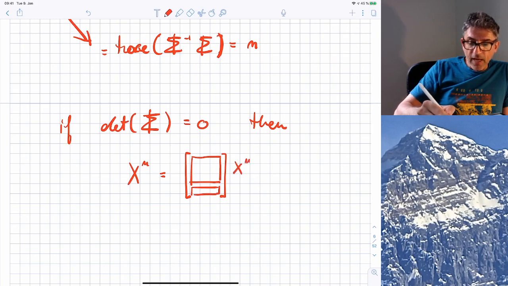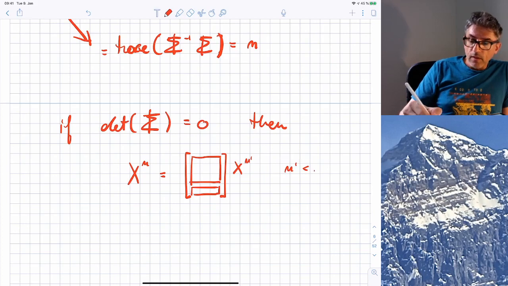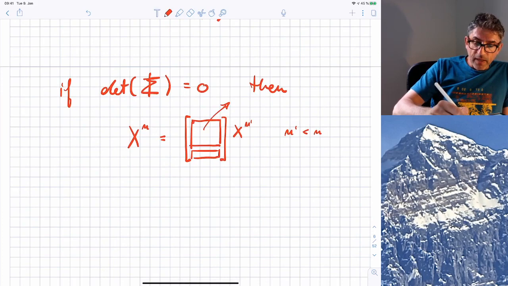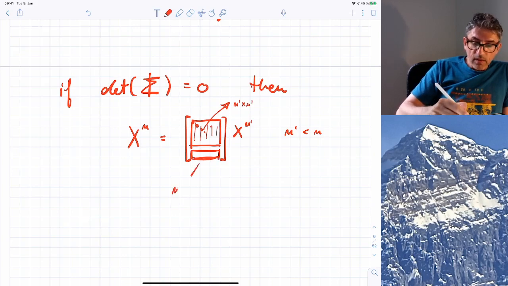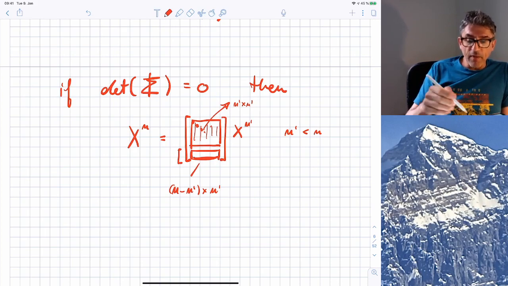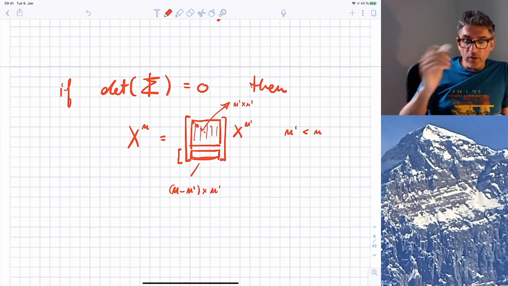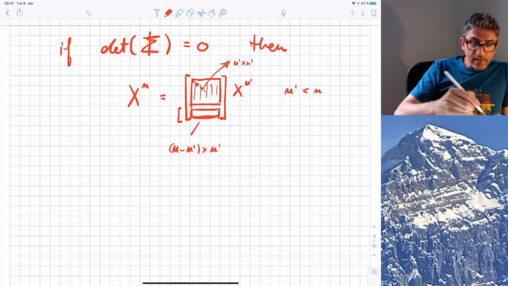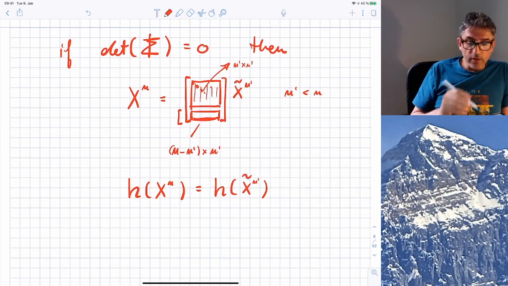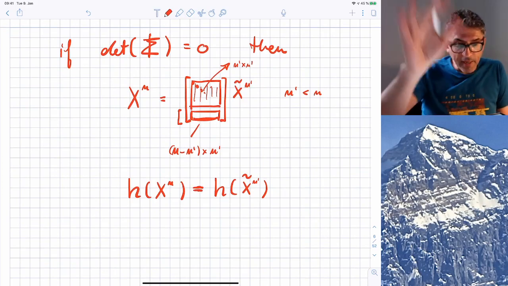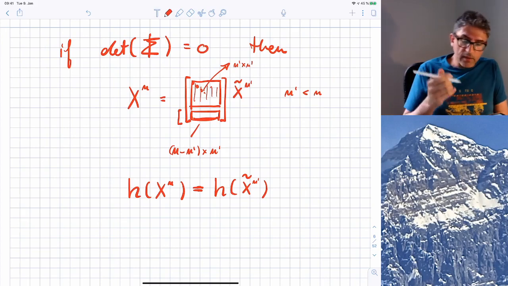some other vector with a smaller dimension n prime, with n prime less than n, such that this part is simply, for example, an invertible matrix of dimension n prime times n prime, and this part is n minus n prime times n prime. It means that you can take the last n minus n prime components of x and write them as linear combinations of the first components of this new vector, which means that essentially the differential entropy of this vector is the same as the differential entropy of this new vector here, because the remaining components are deterministic functions of the others and do not count in a certain sense.